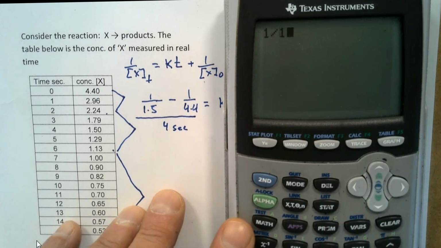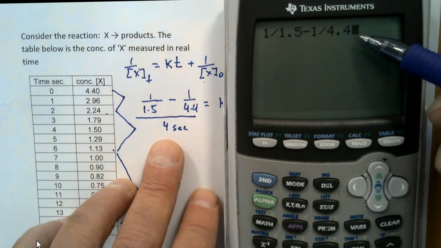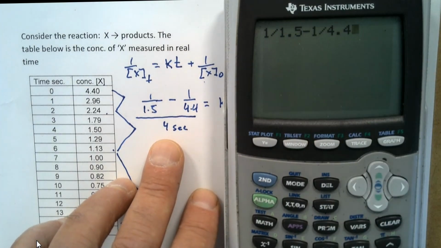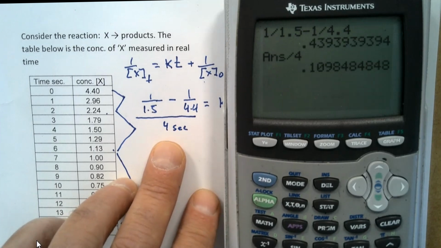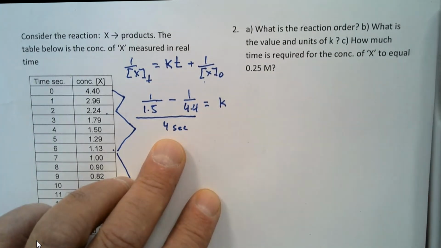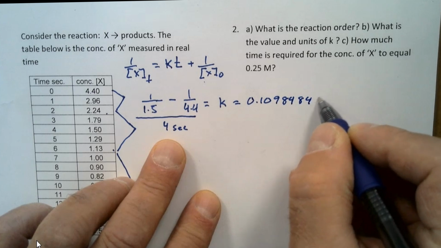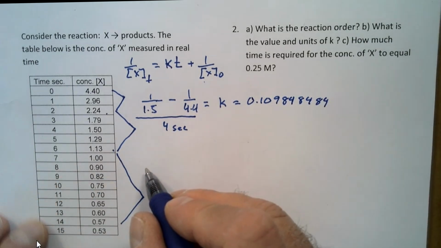1 divided by 1.5 minus 1 divided by 4.4. I don't want to divide only this last term by 4 seconds. I want to divide that difference by 4 seconds, so I must hit enter on my calculator and then divide by 4 seconds. And there would be the rate constant if this is a second order reaction.